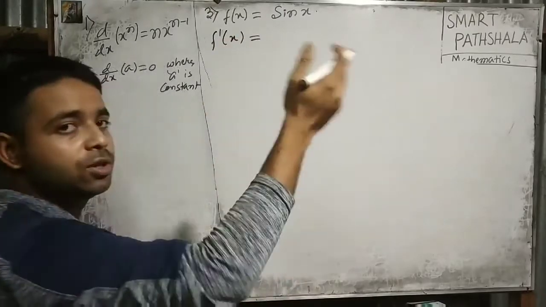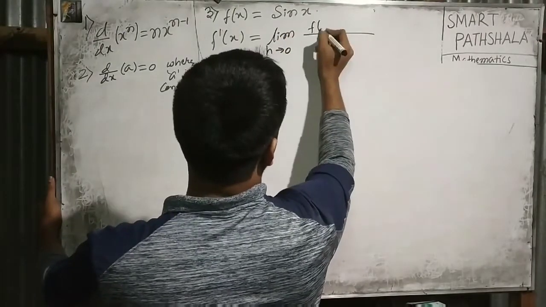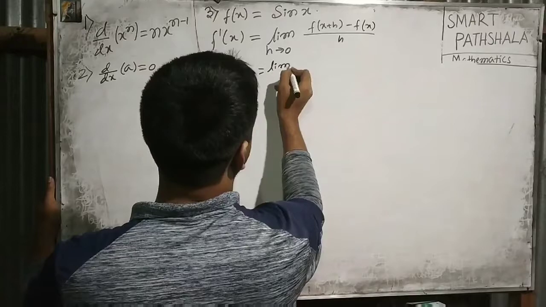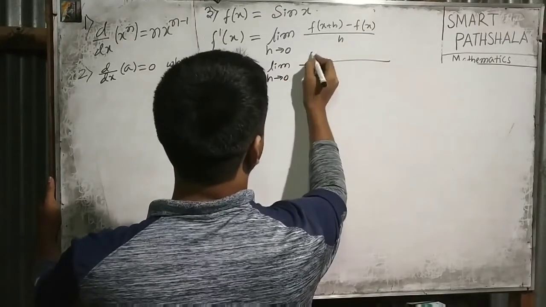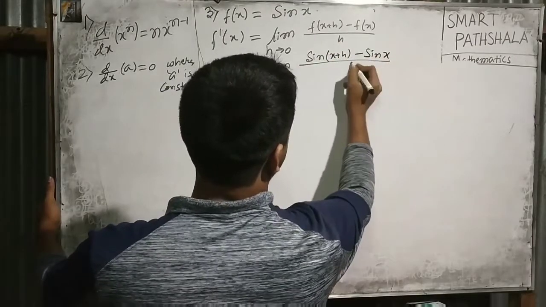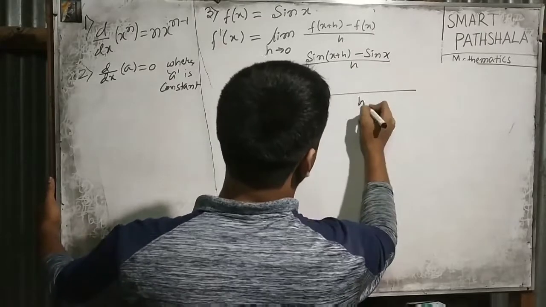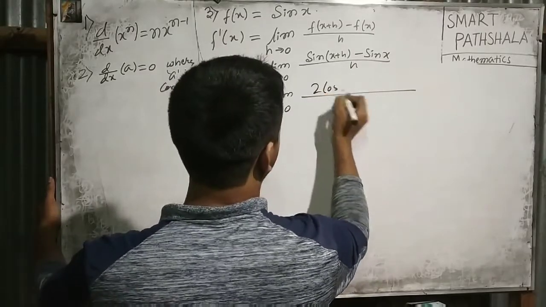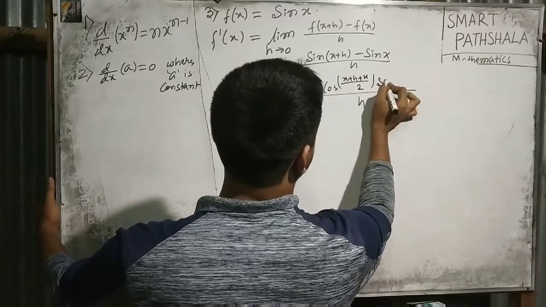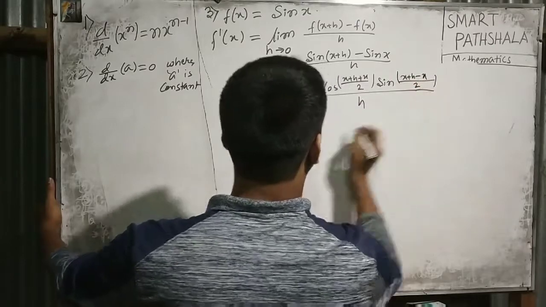Now similarly, if we need to calculate f dash x, we can have limit h tends to 0, f of x plus h minus f of x by h, which will give us limit h tends to 0, and f of x plus h means sine of x plus h minus sine of x by h, which will give you limit h tends to 0, h, so sine c minus sine d, 2 into cos of (x plus h plus x) by 2, and sine of (x plus h minus x) by 2.